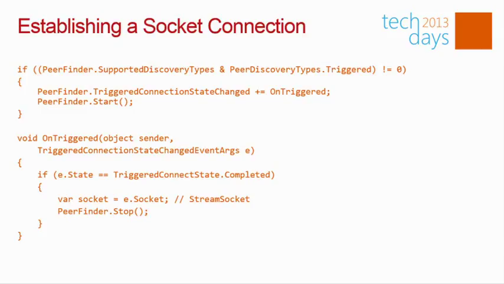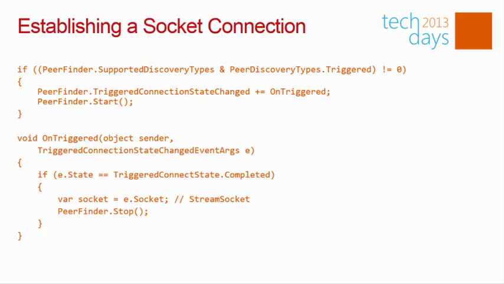You register a handler for the event, and then you call Peer Finder's static Start method. Basically, the device is now listening. So if another NFC-equipped device is tapped to it, and it supports the protocol that allows the stream socket connection to be negotiated, well, that connection will just be handed to you on a silver platter.